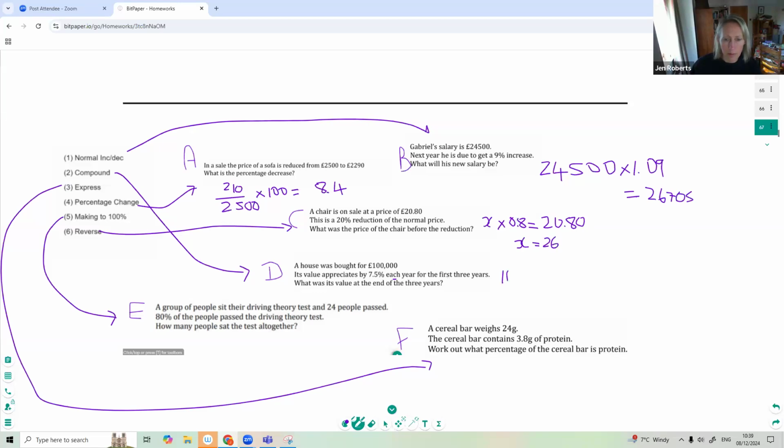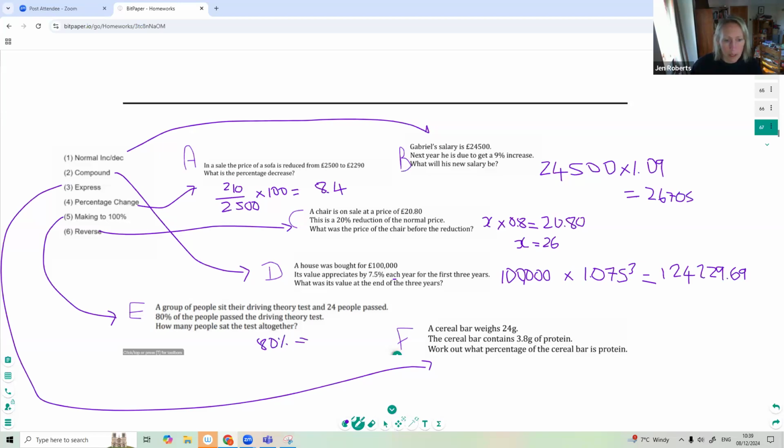Here we go. Amount, compound, so it's amount times your multiplier. 100% plus 7.5% is 107.5%. Divided by 100, 1.075. Power 3. £124,229.69. There we go.